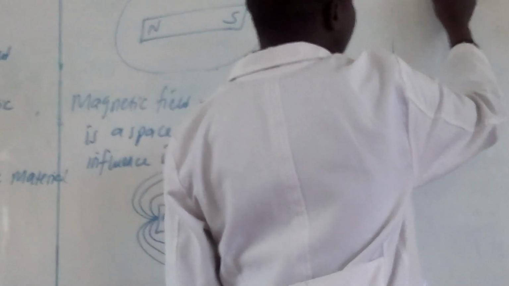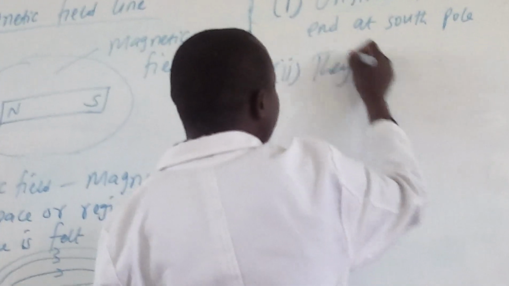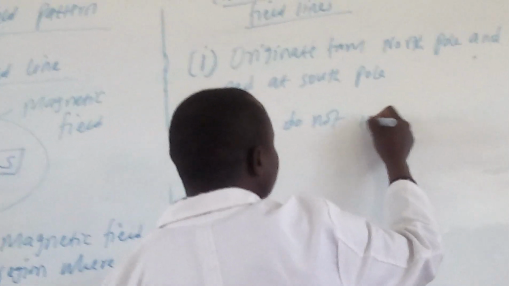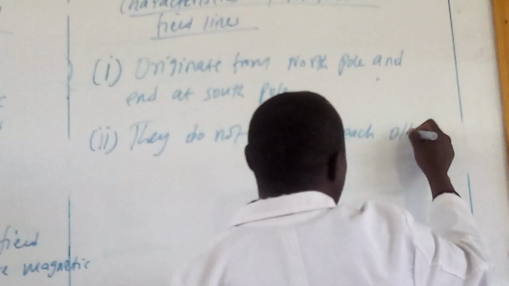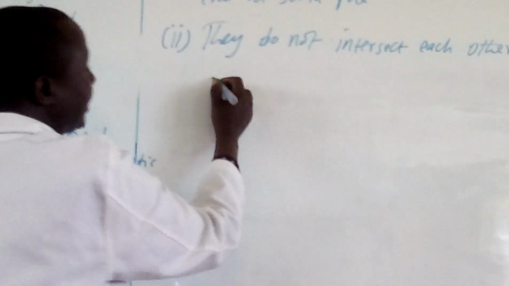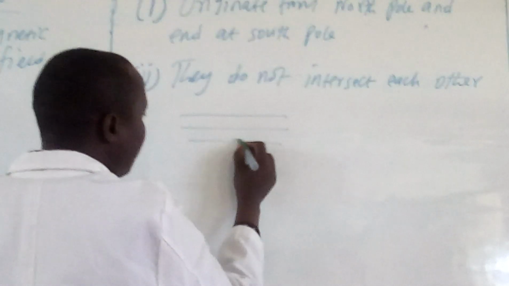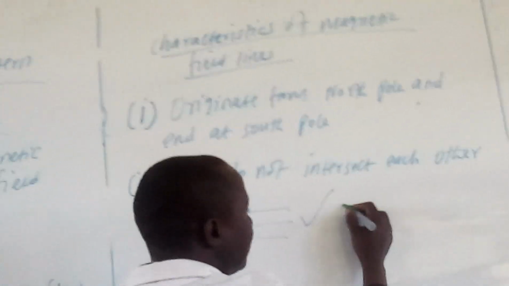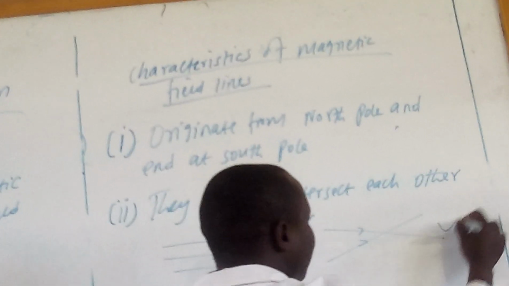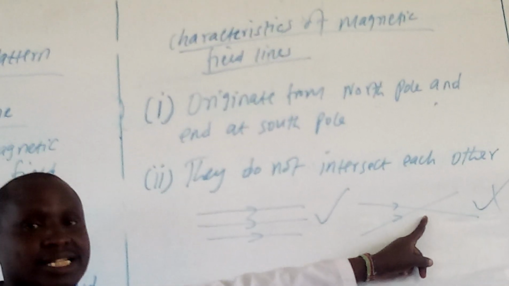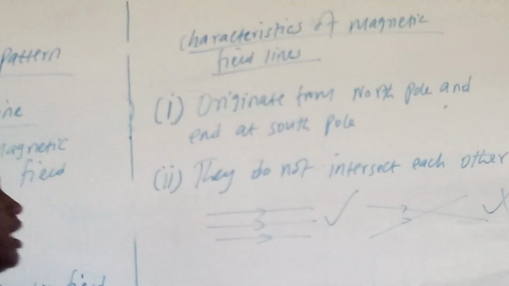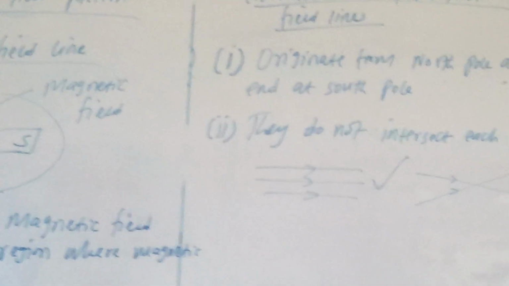The second property: they do not intersect each other. What is the meaning of that? The magnetic field lines will not intersect each other. This one is okay, but this one, where they intersect like this, is wrong. They just move parallel to each other and do not intersect. That is the second property of magnetic field lines.